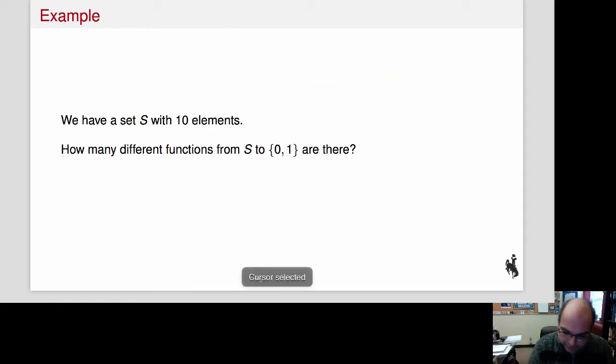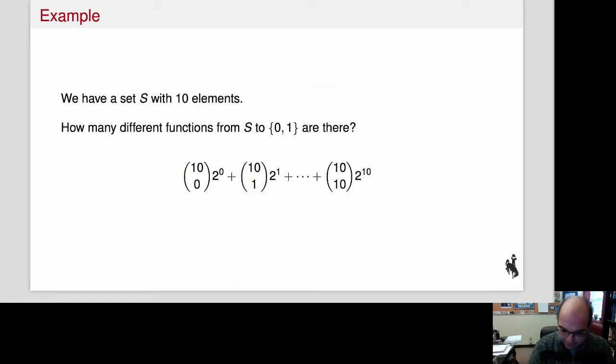All right, I'm going to count those in a slightly different form. And here's what I'm going to do. What I'm going to say is, these are all the subsets of size 0.